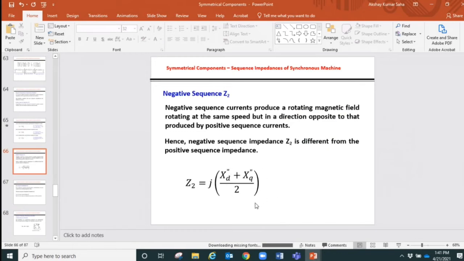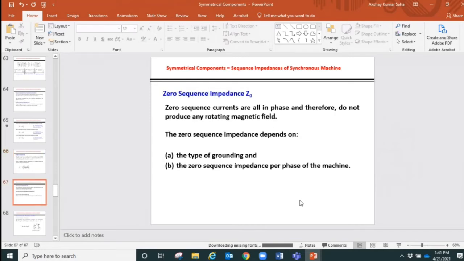We also need to consider the quadrature reactance. So the Xq, q is for quadrature, and we take the average of that. So negative sequence impedance is completely different from the positive sequence reactance. And then we come to the zero sequence reactance of the synchronous machine, and it depends on something completely different.